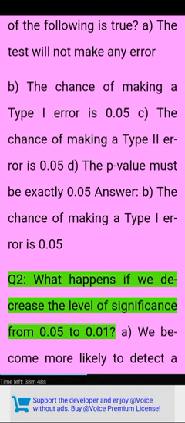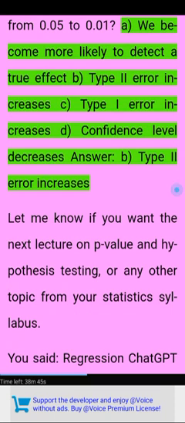Q2. What happens if we decrease the level of significance from 0.05 to 0.01? A. We become more likely to detect a true effect. B. Type 2 error increases. C. Type 1 error increases. D. Confidence level decreases. Answer. B. Type 2 error increases.